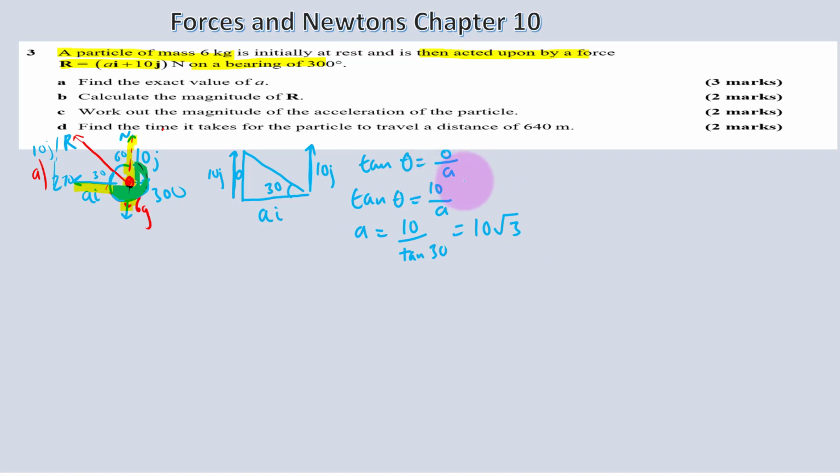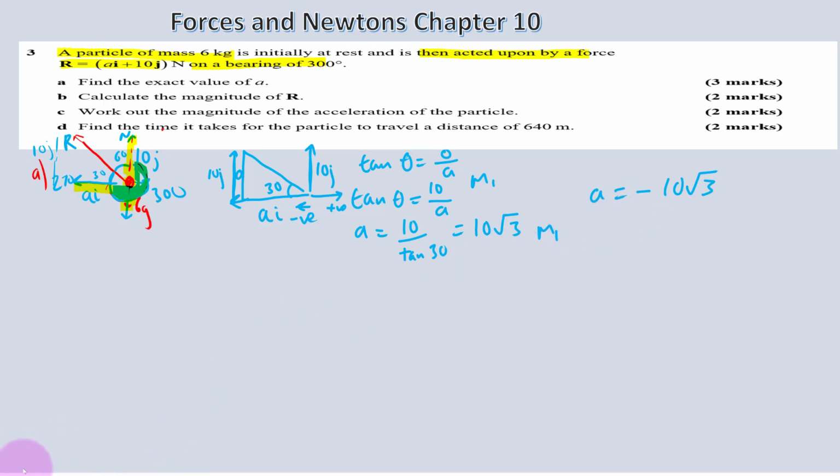So doing this is your method mark. That's a method mark. Now look at the context of a. Which way is a going? a is going this way. Now this way, like on the graph, is positive x. That's positive. If it's going this way, it must be what? Negative. So actually the answer to a is minus 10 root 3, and many of you are missing out that key mark there.